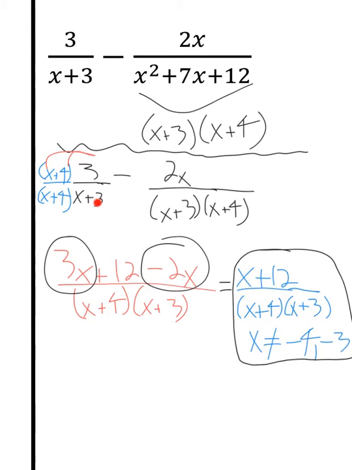And this one had an x plus 3 in common with this one. So I just took the x plus 4 from the right fraction, and then I put it on bottom and top in the denominator and numerator.